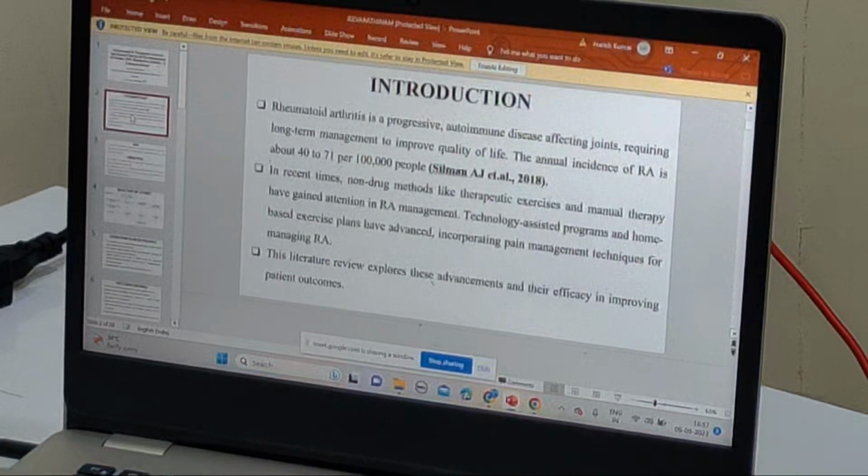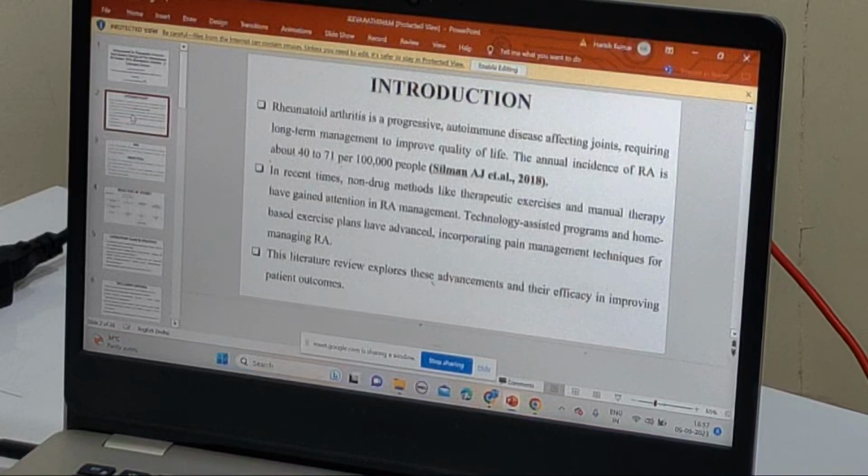First of all, introduction. Rheumatoid arthritis is a progressive autoimmune disease that relentlessly targets the joints, demanding long-term management for improved quality of life. To put it in perspective, the annual incidence of rheumatoid arthritis was between 40 to 71 cases per 1 lakh people, by the study conducted by Sigmund and others in 2018.